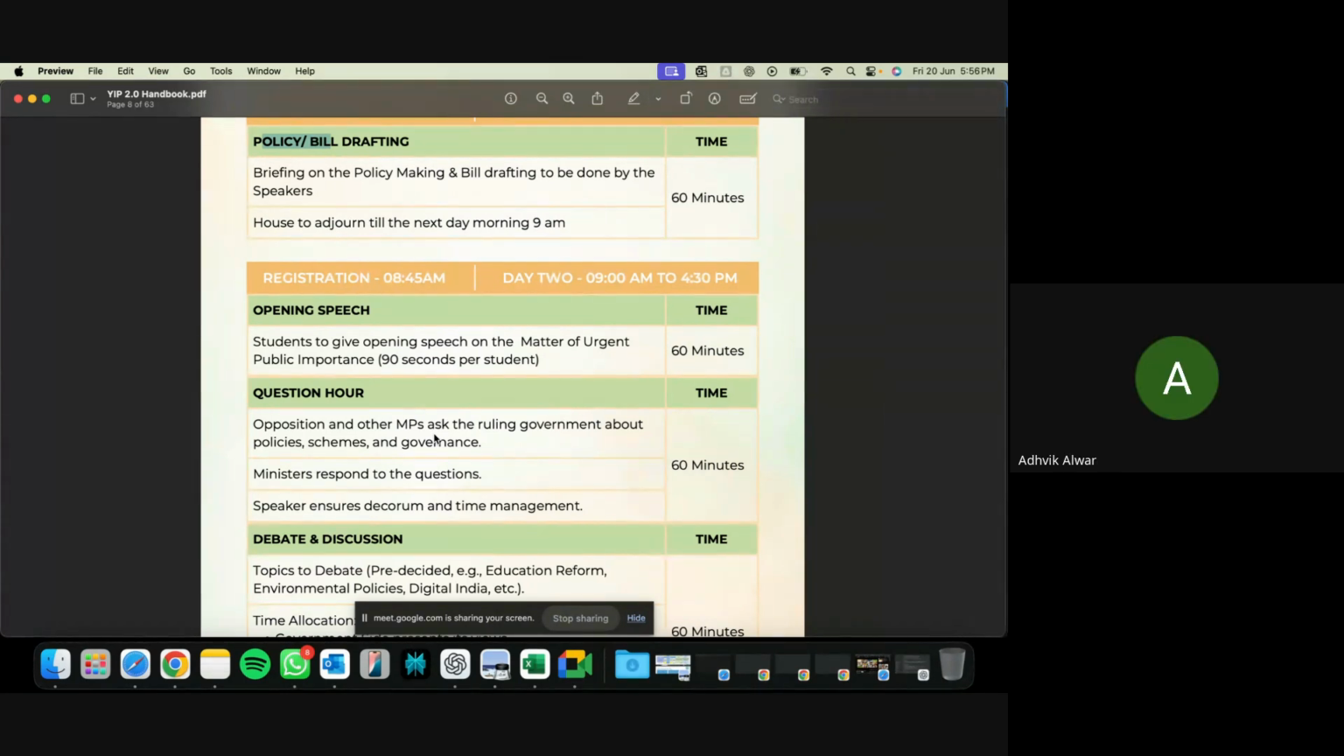Excuse me, sir, would the speaker also be giving the opening speech? No, the speaker would not give the 90-second speech. The speaker would probably just be giving closing remarks, including the deputy speakers.